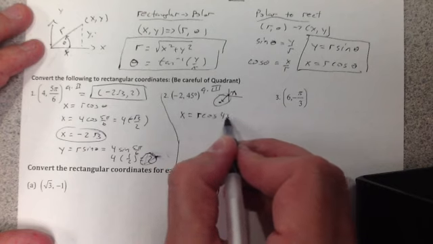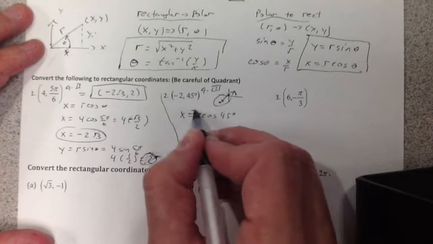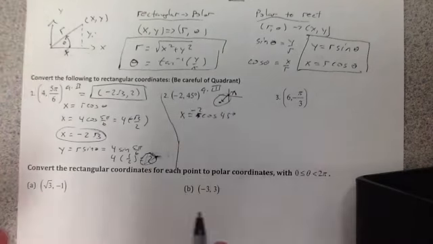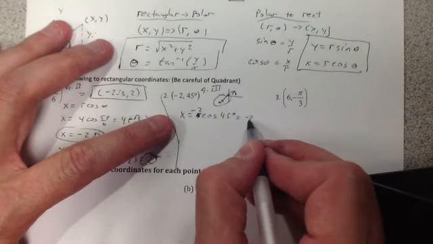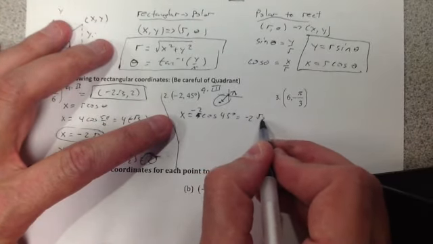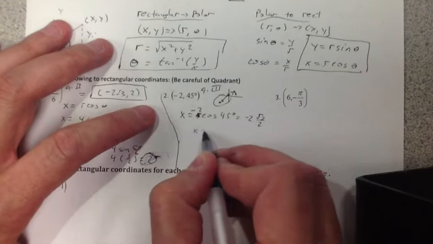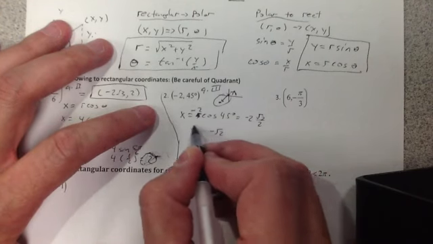So to get the x coordinate, it becomes r cosine of 45 degrees, right? So r is just negative 2. You can leave it like that. So just make sure you're in the right quadrant. We get negative 2 times the cosine of 45, root 2 over 2. So x equals just negative root 2.